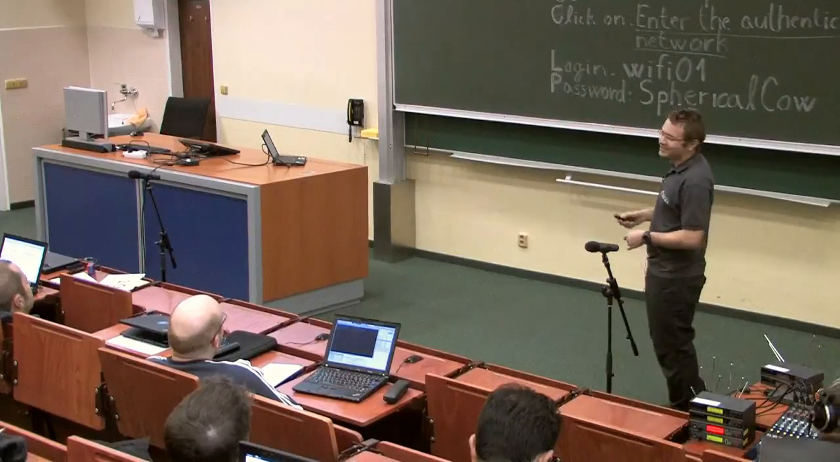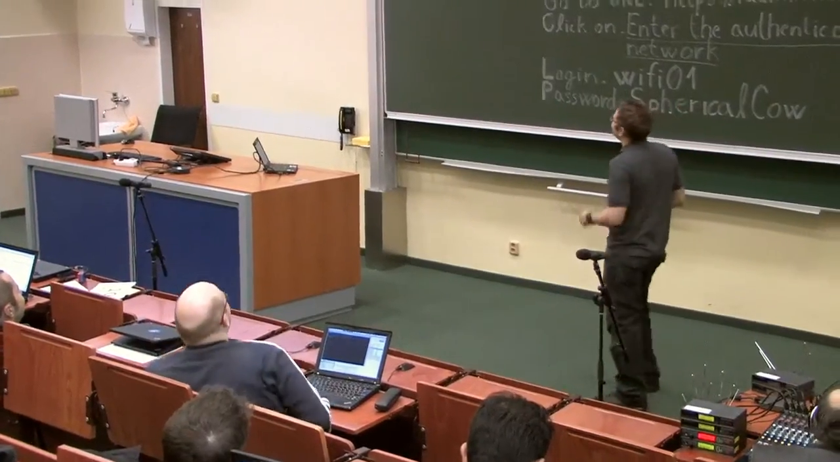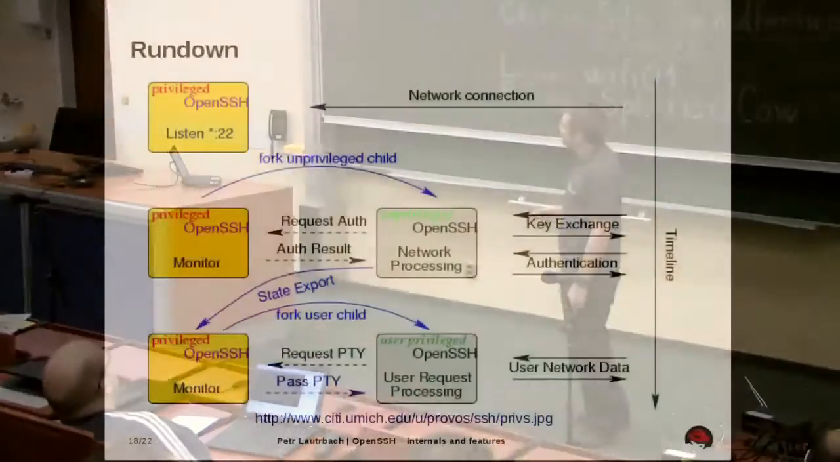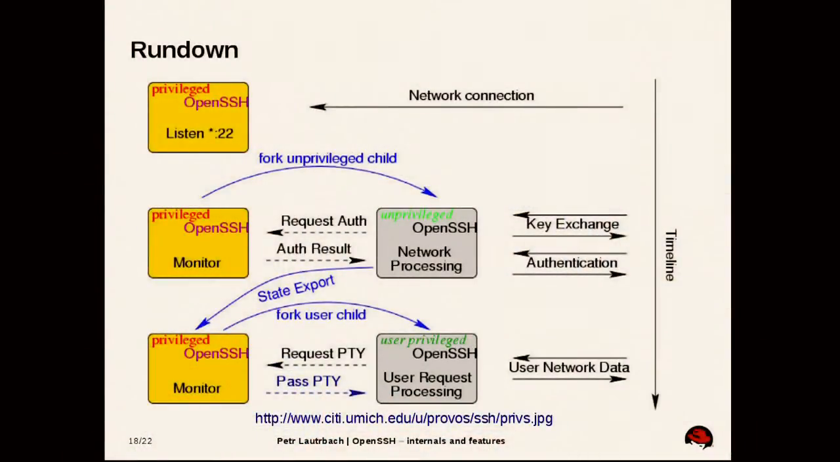The answer is on this picture. The client is always connected to the unprivileged one. The unprivileged one can do operations for which it doesn't need special privileges, like sending data, receiving data, opening ports for port forwarding, or so. I will describe this picture.